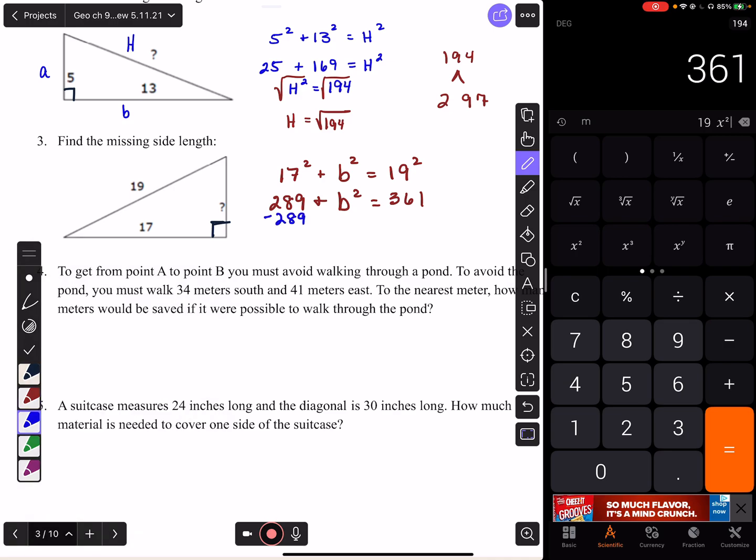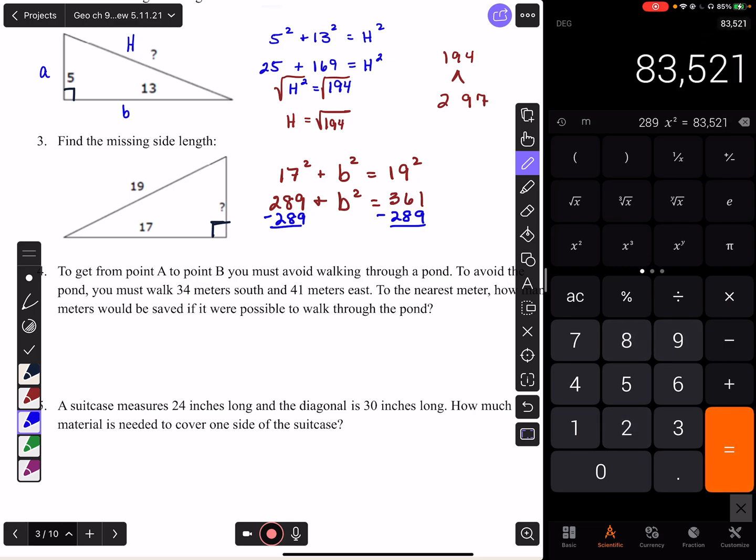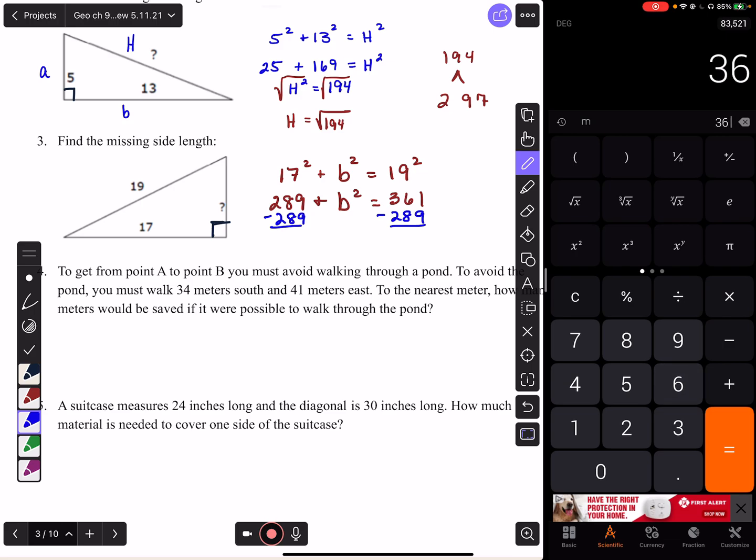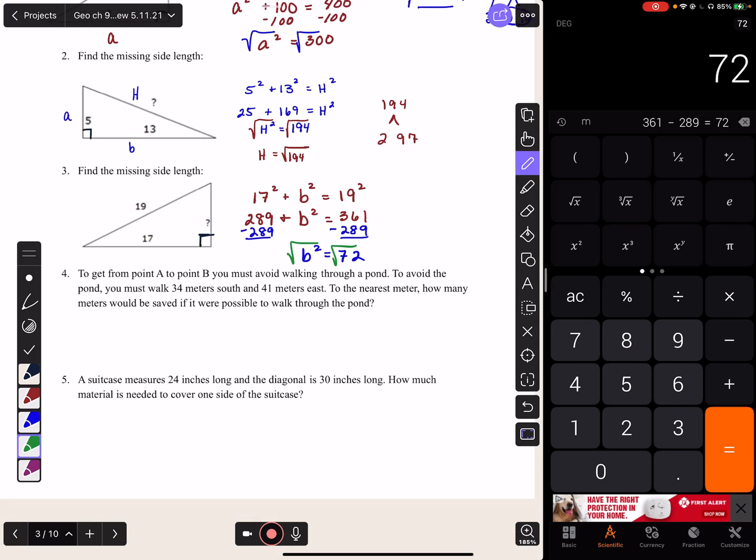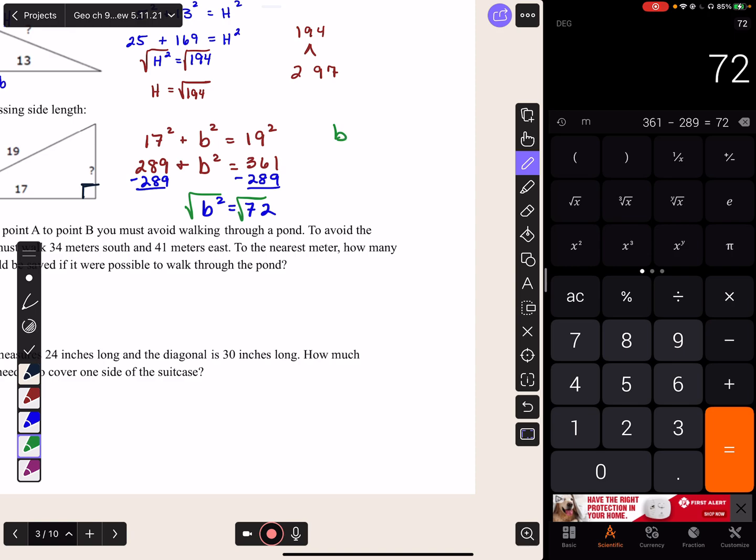The nice thing is, if you have your calculator handy, all I have to do is type in minus 289. And so much for me showing you how easy it was. 361 minus 289. 72, so B squared equals 72. Now we got to square root both sides and we will almost be done. So B equals square root 72.